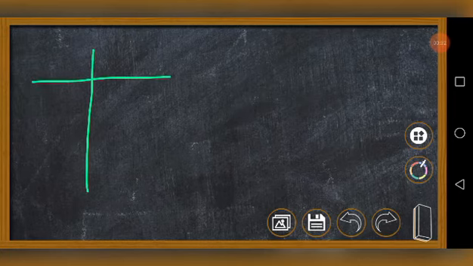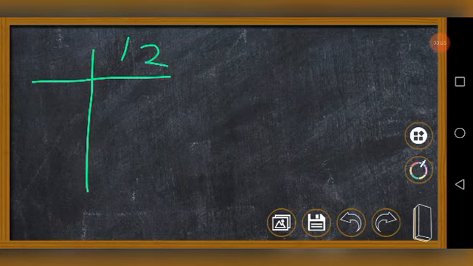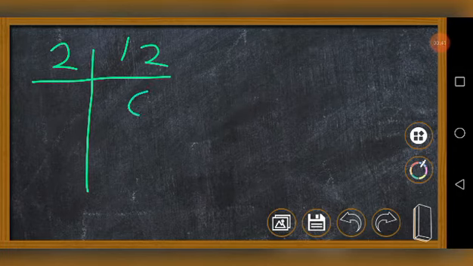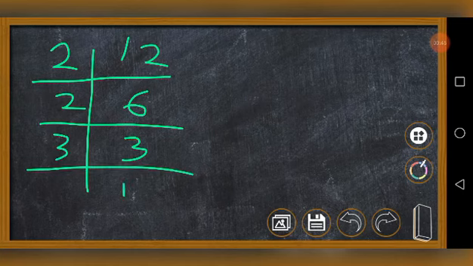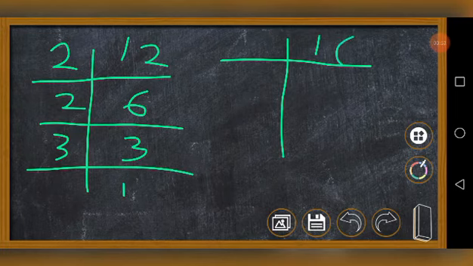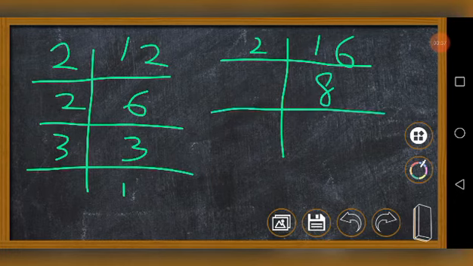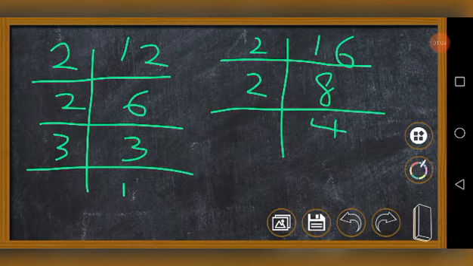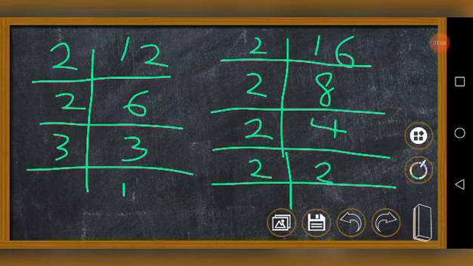I will list the prime factors for 12. 12 can be divided by the number 2. 12 over 2 equals 6. 6 can be divided by the number 2 to give 3, and 3 is a prime number, divisible only by itself. 16 can be divided by 2 to get the number 8. 8 can be divided by 2 to get the number 4. 4 can be divided by 2 to give the number 2, and 2 is a prime number, divisible only by itself.